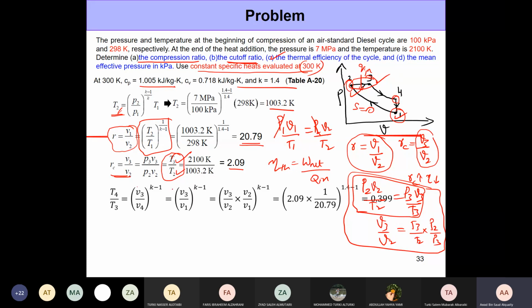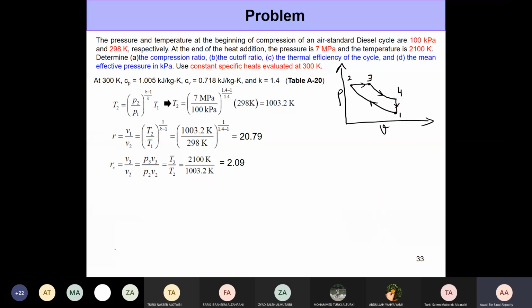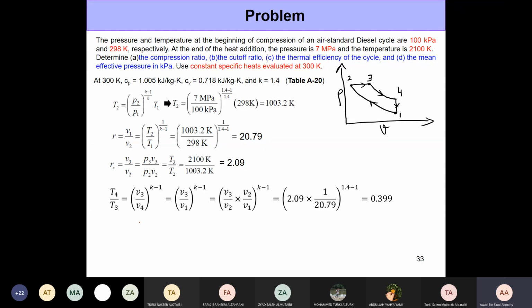So we need T4 by T3, right? So again, 3 to 4 is an isentropic process. So we could actually make use of the ratios that we just discussed, the ratios relating temperature ratio to specific volume ratio.